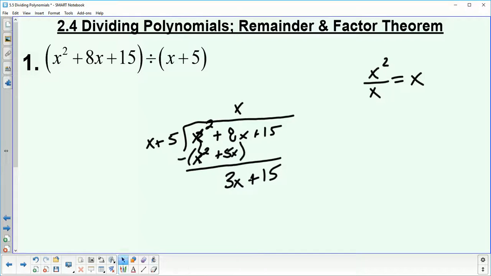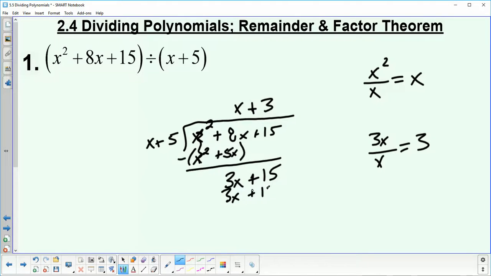And then we repeat from B on. So now the new first term here is 3x, divided by the first term on the outside still, x. And if I do 3x divided by x, I get 3. And since it's positive, I write plus 3. And then same process. We're going to take this 3 and distribute it on our divisor. So 3 times x gives us 3x, and 3 times 5 gives us plus 15. Again, I would suggest you put them in parentheses there and subtract.